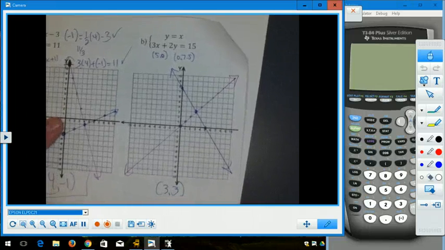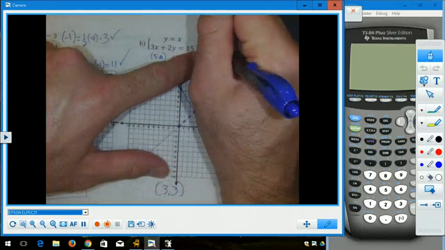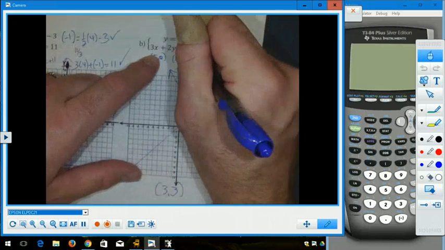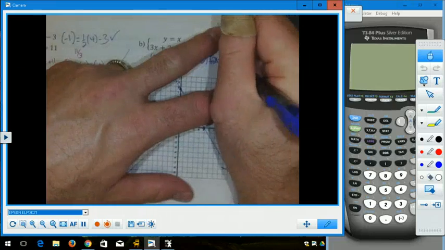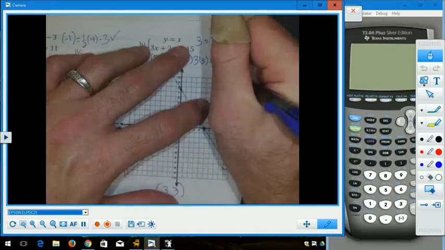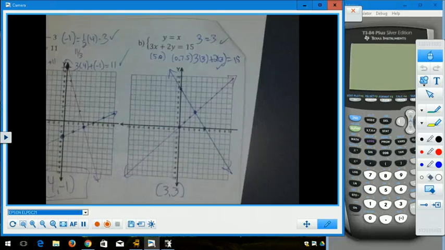So I plug in 3, 3 to both equations. Does 3 equal 3? Of course it does. Does 3 times 3, which is 9, plus 2 times 3, which is 6, equal 15? 9 plus 6 does equal 15. So we've checked our solutions.